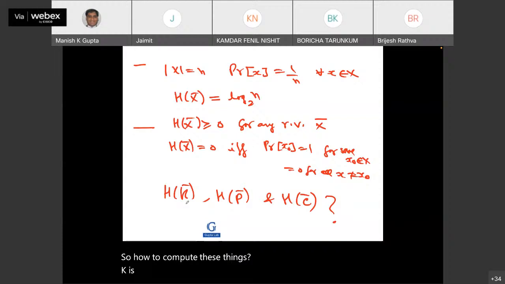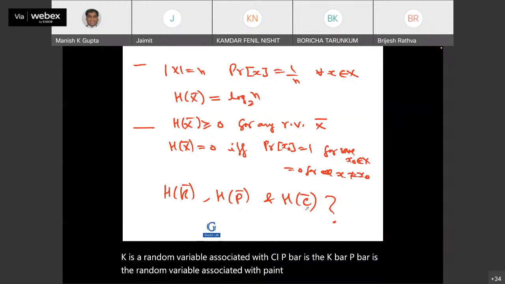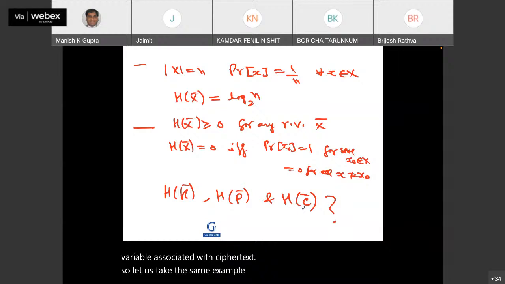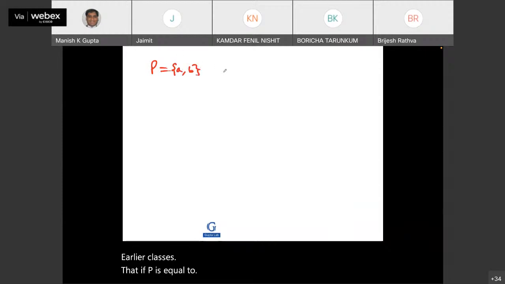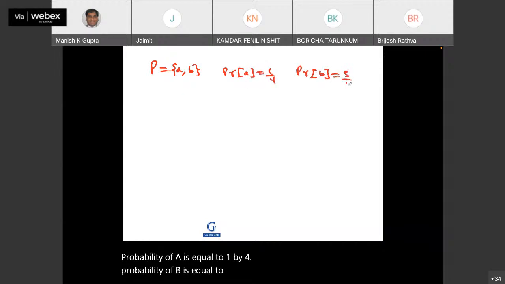K is the random variable associated with key, P is the random variable associated with plain text, C is the random variable associated with ciphertext. So let us take the same example that we have looked at in earlier classes: if P is equal to {a, b}, probability of a is equal to 1/4, probability of b is equal to 3/4.